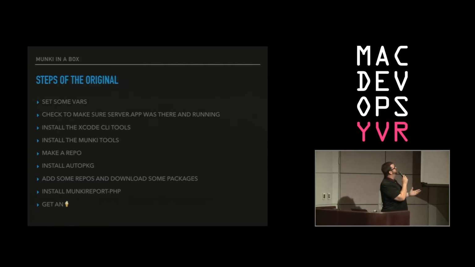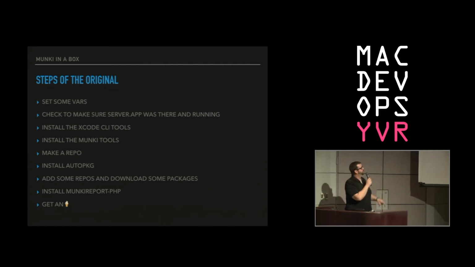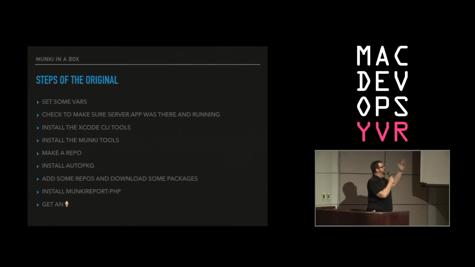was running and installed, in the other order though, install the Xcode CLI tools, install the monkey tools, make a repo, install autopackage and add some repos to autopackage and download some stuff, install MunkiReport PHP on the web services in a server, and then get an ice cream.